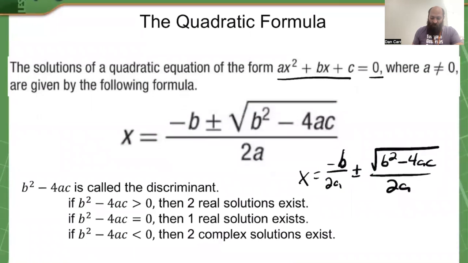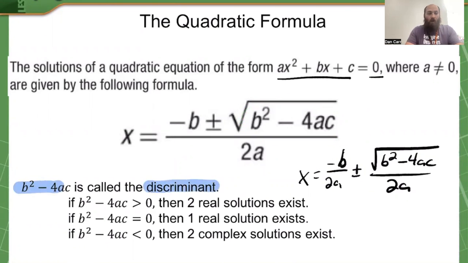So in this formula, there's a special little section right here, b squared minus 4ac. That is what's called the discriminant. What the discriminant tells us is how many solutions and what types of solutions we have. So for example, if b squared minus 4ac is greater than 0, which means we're taking the square root of a positive number, that means two real solutions exist.